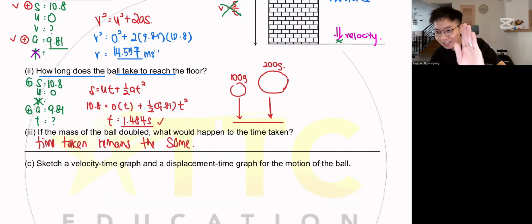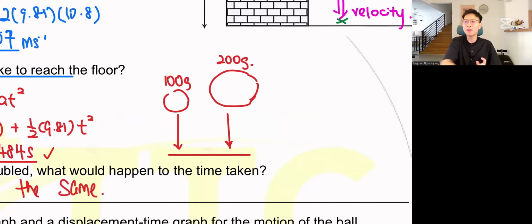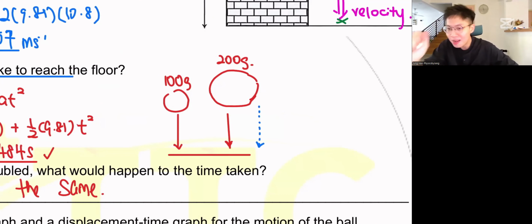Do you guys know why or not? Last week's class, we happened to be discussing this question. Let me convince you. If on top I have my object, how do I prove to you that when something drops, the mass will not affect it?